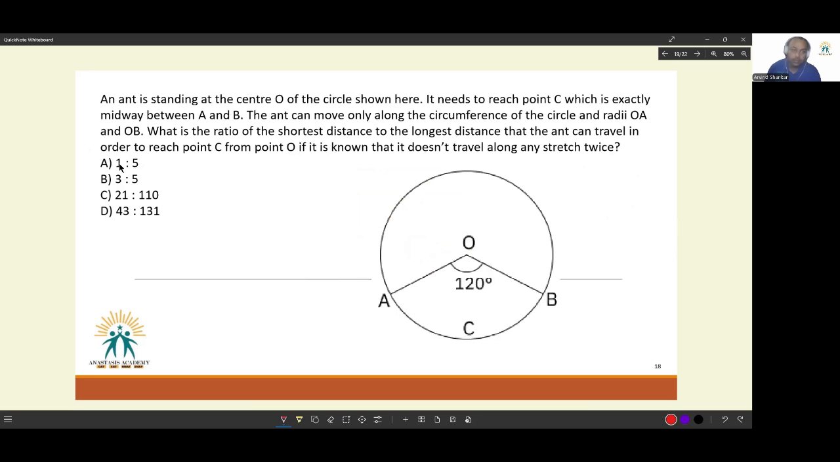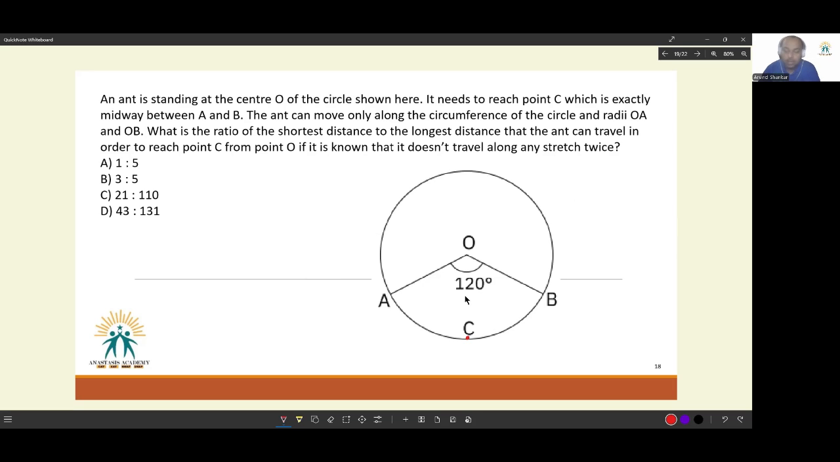Okay. Next. An ant is standing at the center O of the circle shown here. It needs to reach point C, which is exactly midway between A and B. The ant can move only along the circumference of the circle and radii OA and OB. What is the ratio of the shortest distance to the longest distance that the ant can travel in order to reach the point C from point O if it is known that it doesn't travel along any stretch twice?